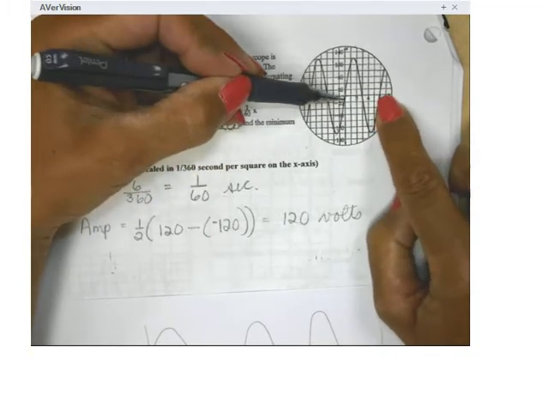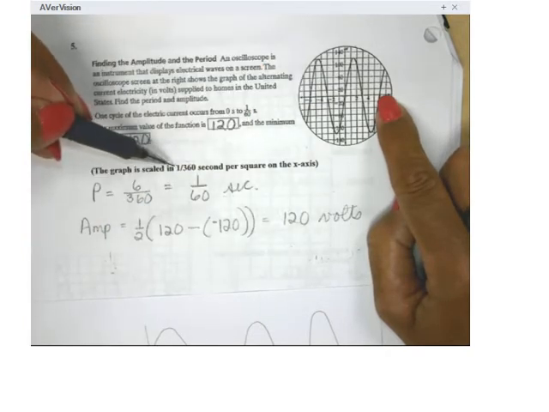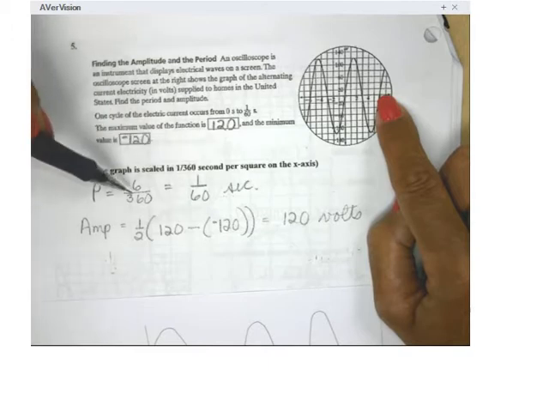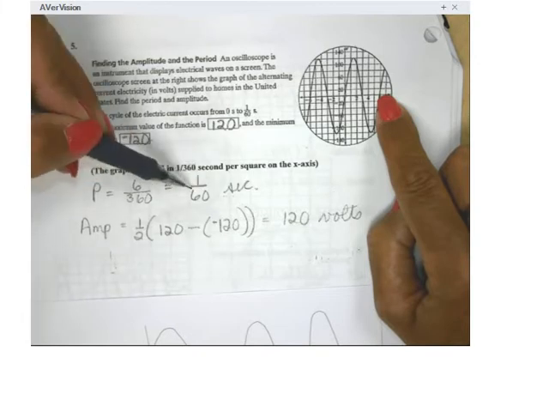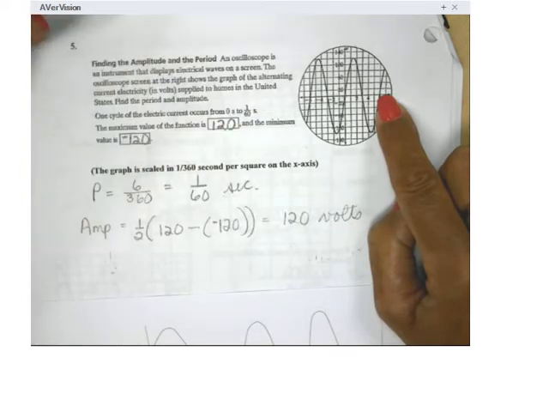to here, I can see that there are 6 little tick marks for how long it takes for this graph to finish a cycle. Each one of those tick marks is, again, 1/360th of a second. So I have 6 of those. So my period, or how long it takes to finish a cycle, is 1/60th of a second.